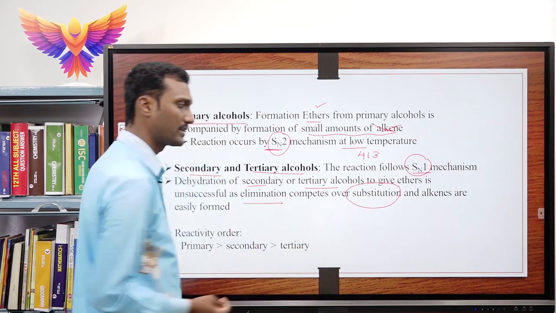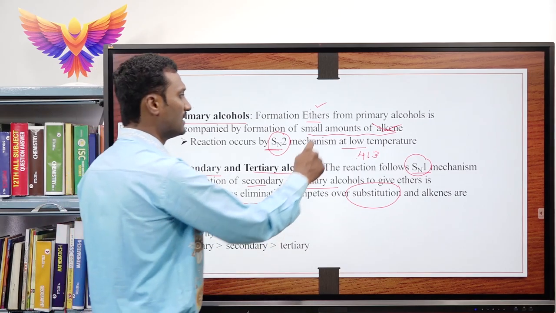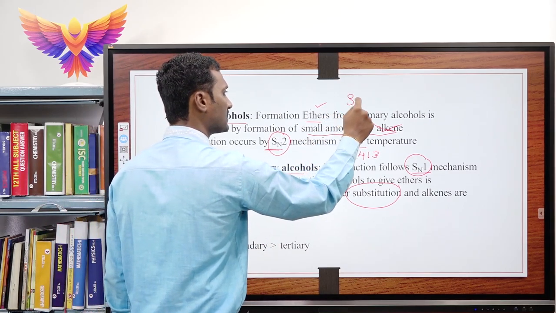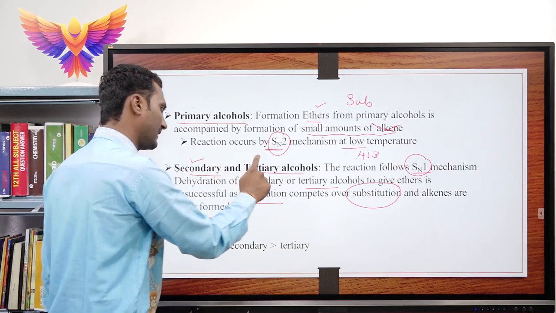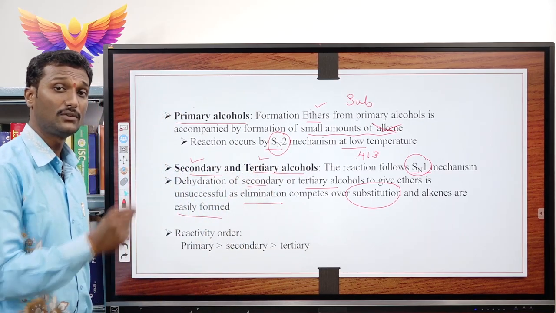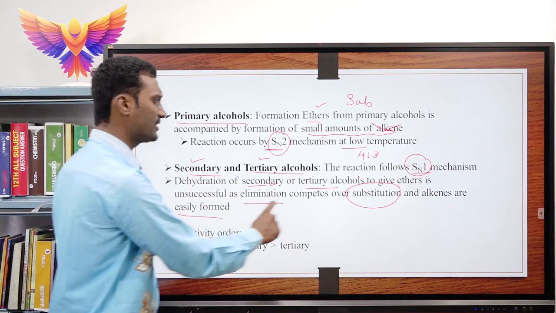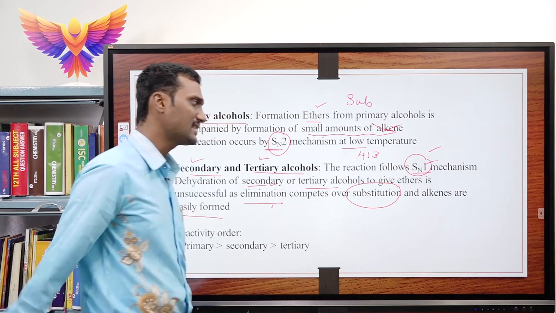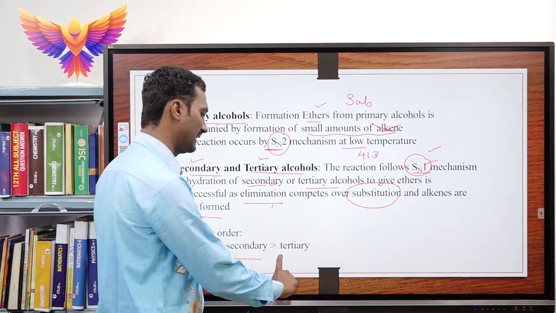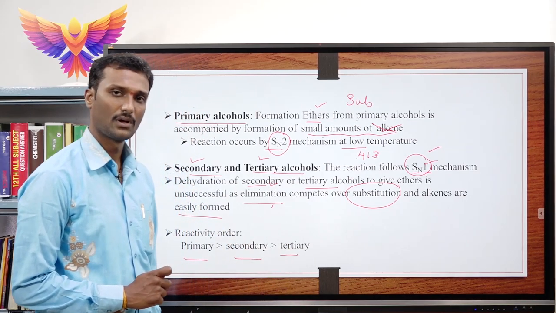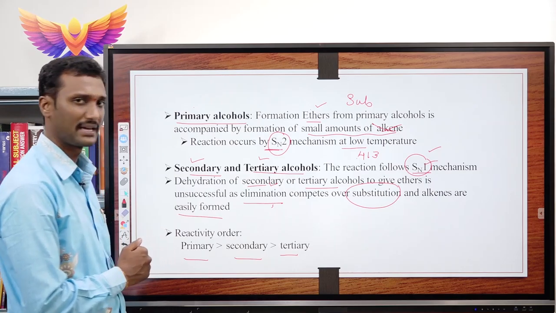Elimination competes with substitution, and alkenes are easily formed. So here, what type of reaction is taking place? The substitution reaction. If you prefer secondary and tertiary alcohols, then what happens? It follows the elimination reaction, and it also gives us the SN1 mechanism. The reactivity order is primary, secondary and tertiary alcohol, where it gives us ether by the SN2 mechanism.